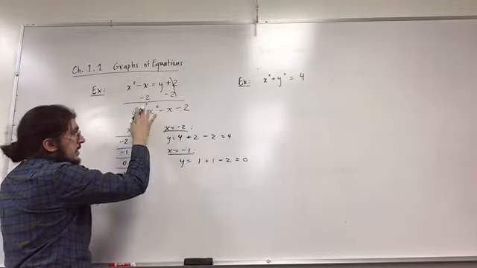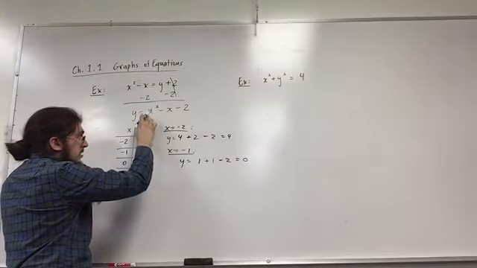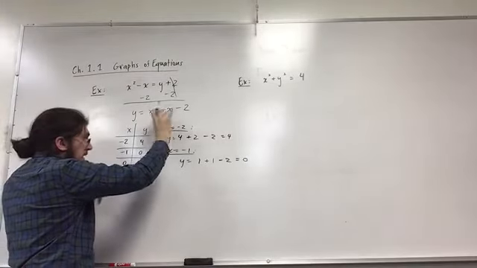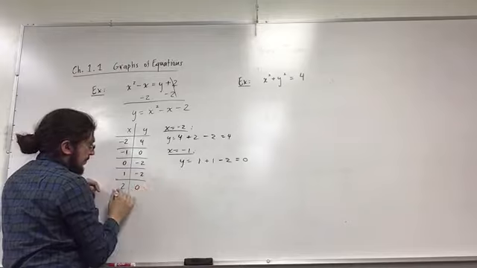1 squared is 1, minus 1 cancels, and that's 0, minus 2 is -2. 2 squared is 4. Minus 2 is 2, and then that minus 2 is 0.